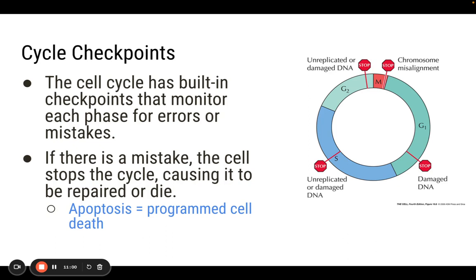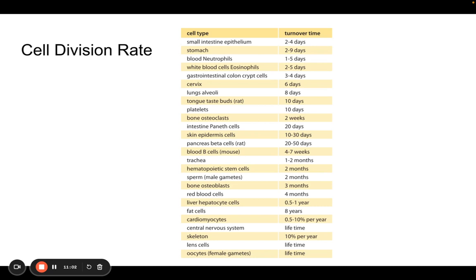It'll self-destruct. Not all cells in your body will divide at the same rate. Some cells need to last you a lifetime. For example, your central nervous system, which is made up of your brain and spinal cord, those cells will last you a lifetime. The lens cells in your eyeball will last you a lifetime. Female gametes, oocytes, which are used to make egg cells, last a lifetime.